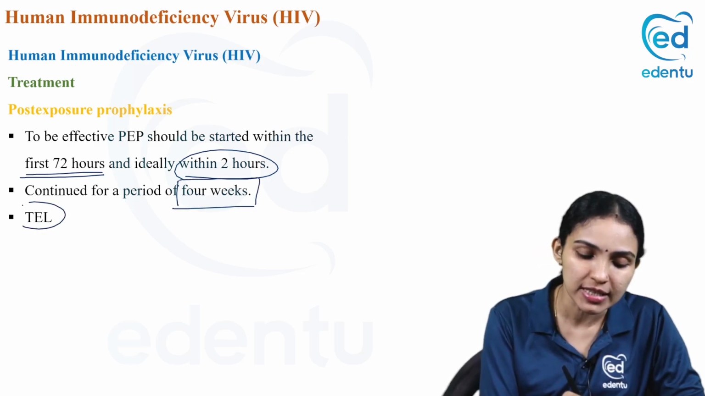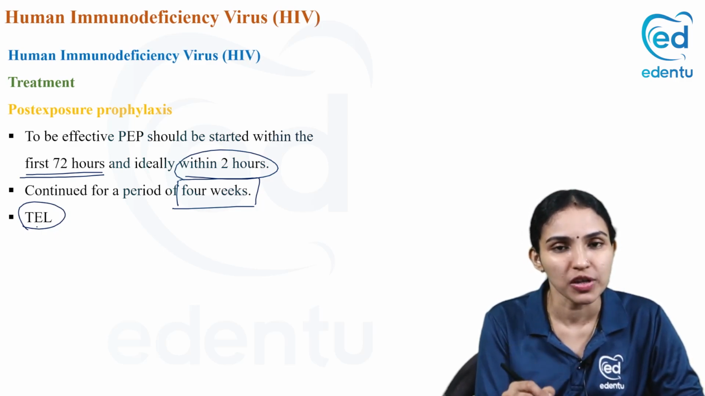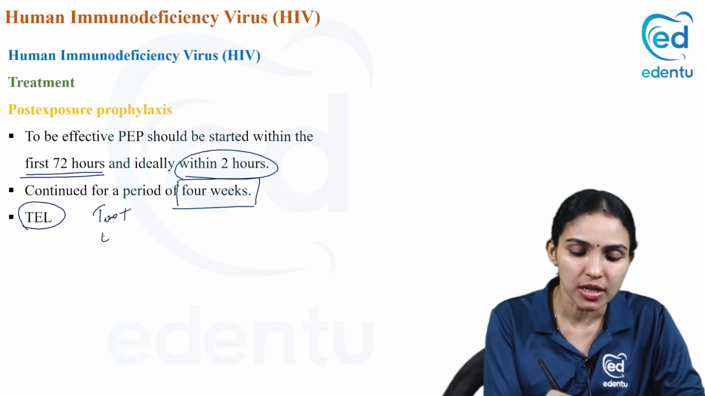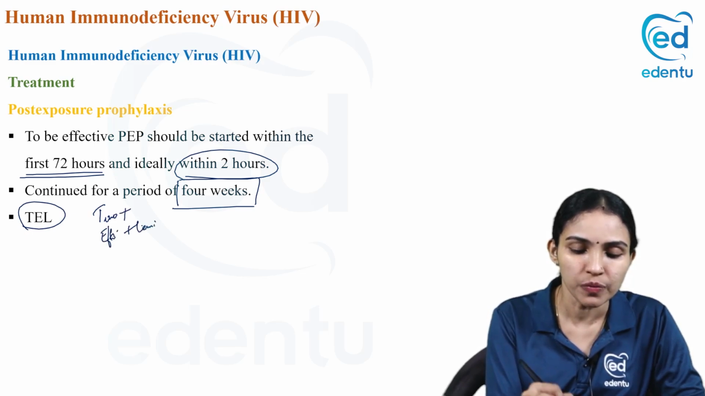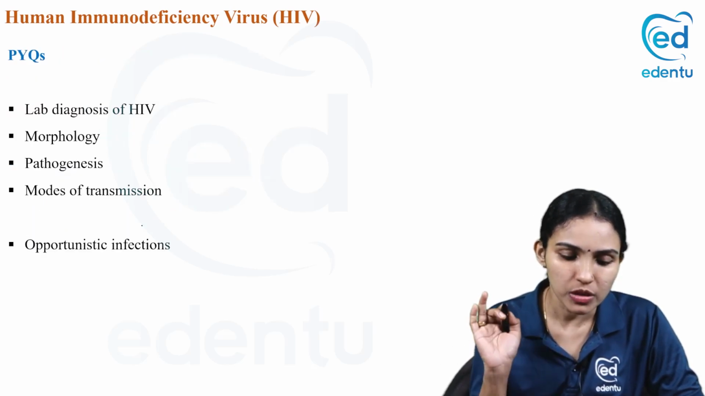And generally we take the same regime for prophylaxis also. Tenofovir plus efavirenz plus lamivudine is taken for treatment, and tenofovir plus efavirenz plus lamivudine is the regime for prophylaxis. For prophylaxis also the regime is the same.